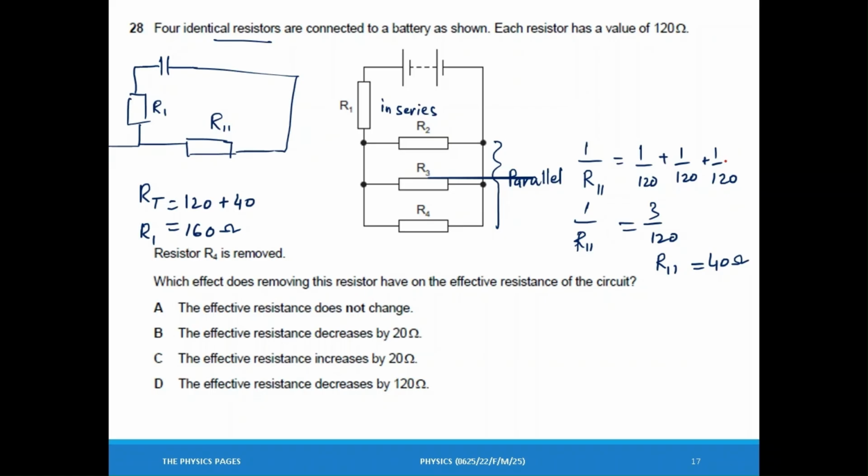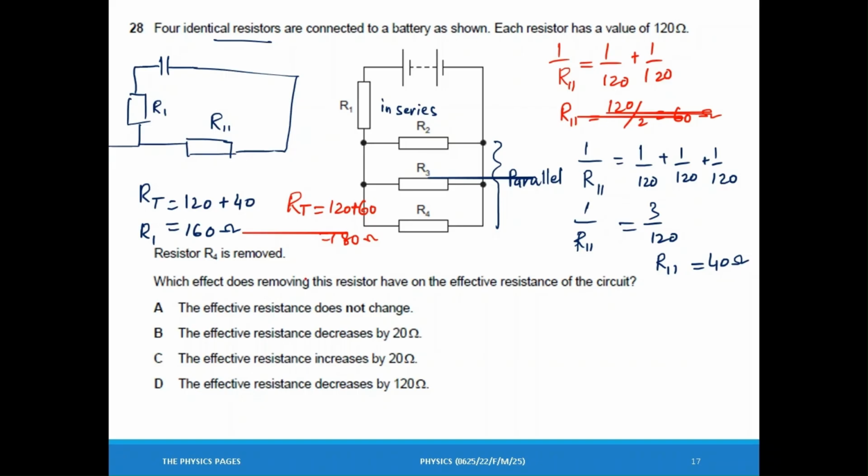When the fourth resistance is removed, our parallel combination will have only two resistances of 120 ohm, so the parallel resistance will be 120 over 2, that is 60 ohm. So now the effective resistance, when R4 is removed, will be 120 plus 60, which is 180 ohm. Initially it was 160, so it is increased by 20 ohm.